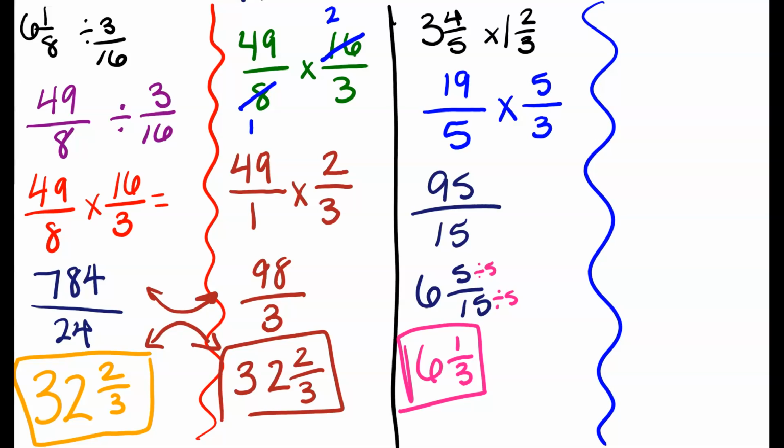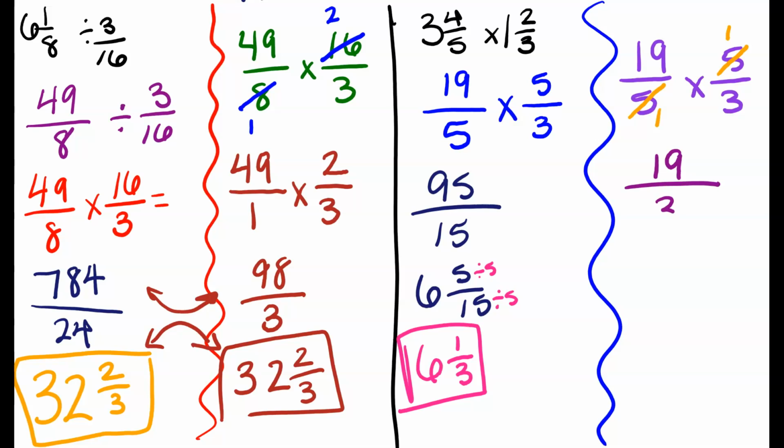The other way we can do this, 19 over 5 times 5 over 3. I can see right here that these 5s that are kitty corner from each other have something in common. They have a 5 in common with each other. So I can cross them out, take a 5 away. 5 divided by 5 is 1. 5 divided by 5 is 1. And now my problem is 19 times 1, which is 19, over 1 times 3, which is 3.